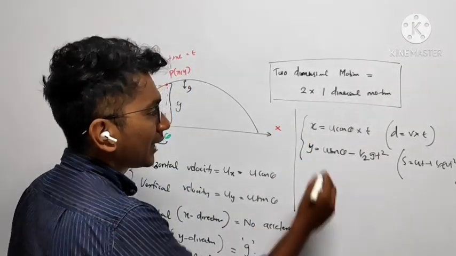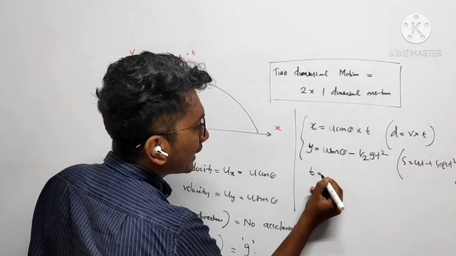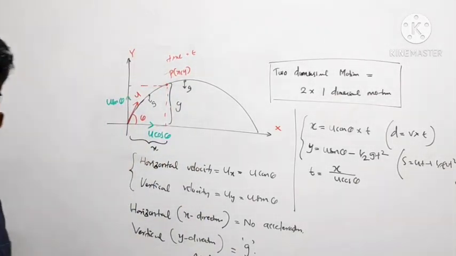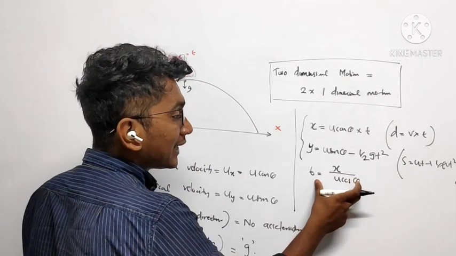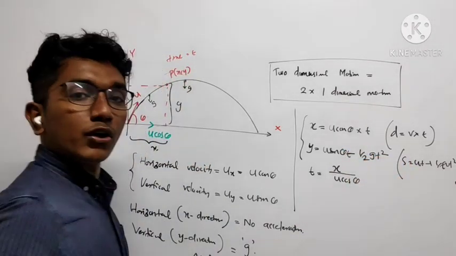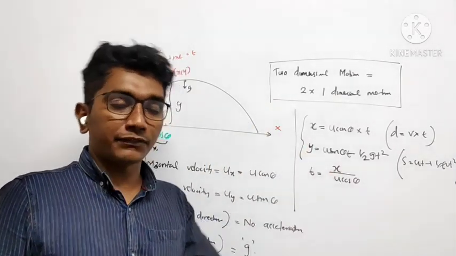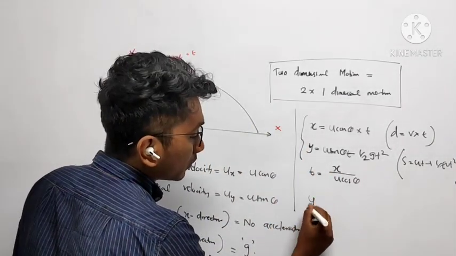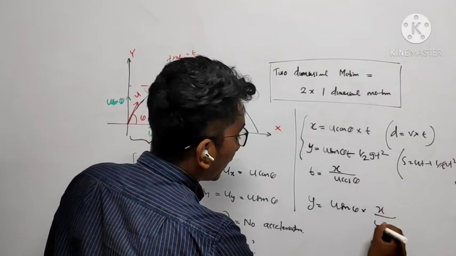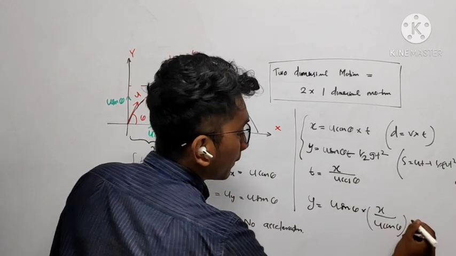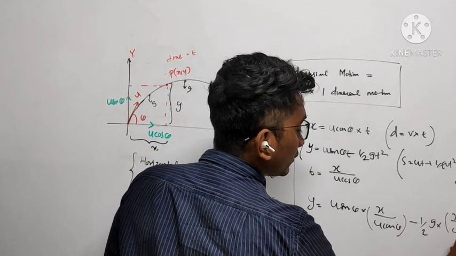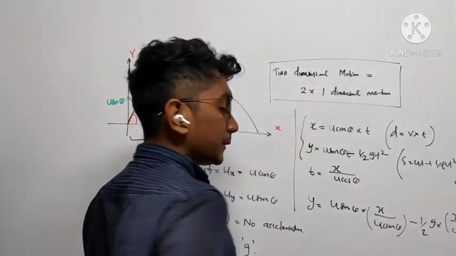Now let me ask you a question. How much will t be? Then t is equal to x divided by u cos theta. Apply the t value in this equation. So this is u sin theta t minus half g t square. So y will be equal to u sin theta into t, which is x by u cos theta, minus half into g into x by u cos theta, the whole square.